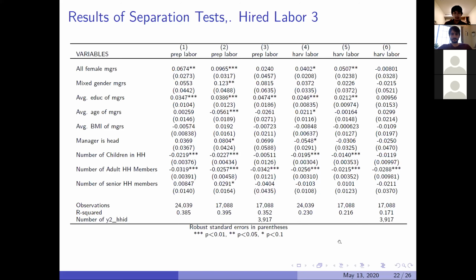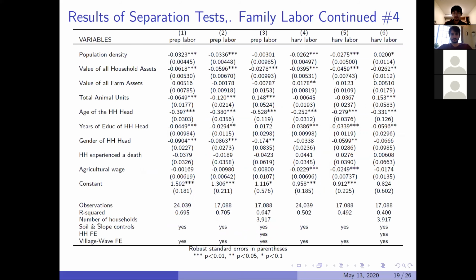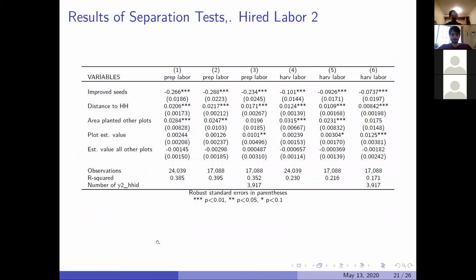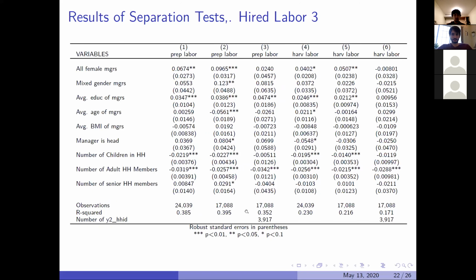And although I didn't put it here, the soil and slope controls and the village wave fixed effects are applied here as well. So when we're looking here, just imagine that stuff's down here as well. So all of those strongest controls are in columns 3 and 6. And we're still seeing some patterns of rejection.